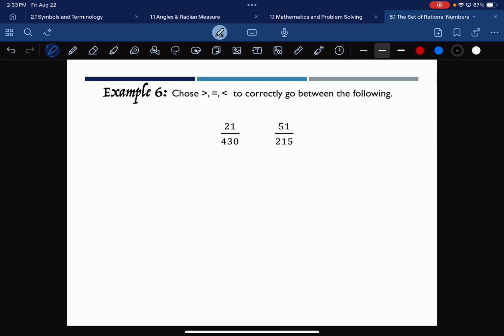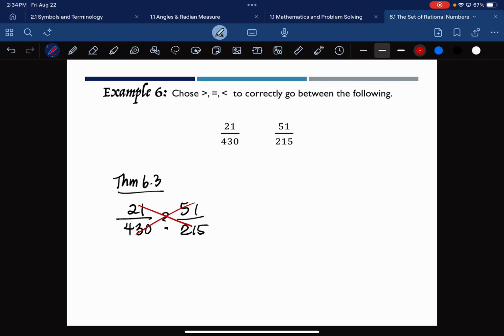The first one is theorem 6.3 that we did before this previous slide. Theorem 6.3 says, and we did examples of this before when we were comparing them, I am checking to see if they're equal or what goes between them. So let me write it that way, with a question mark there: 21 over 430, question mark, 51 over 215. That theorem says I can multiply across and check.